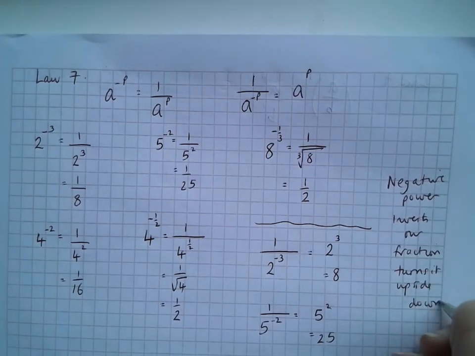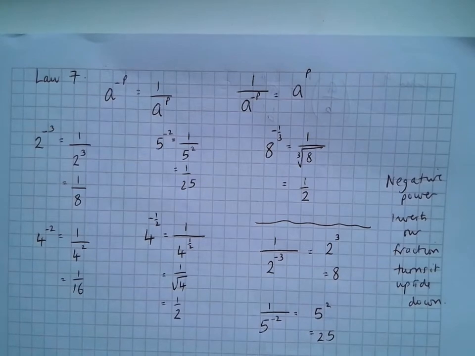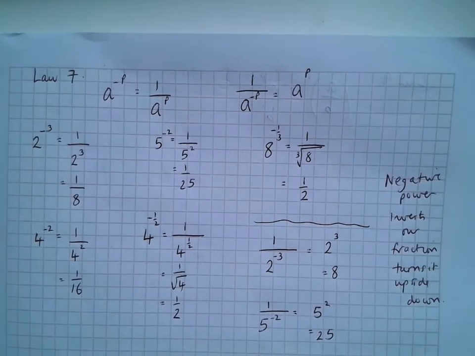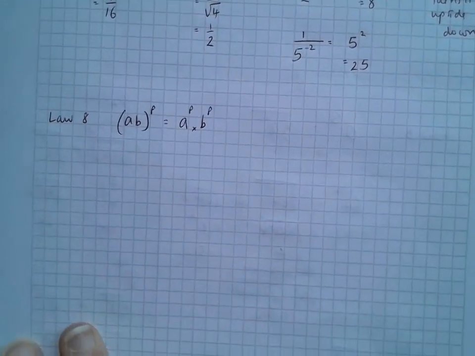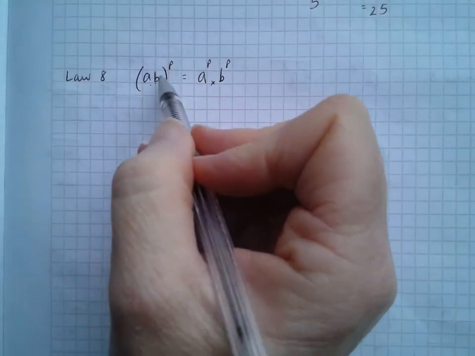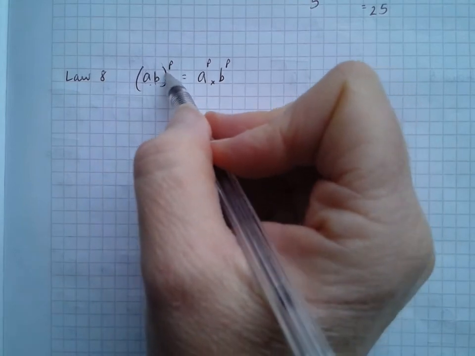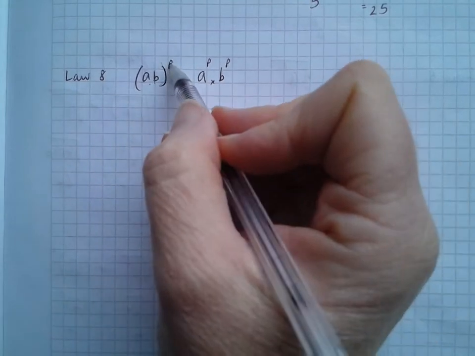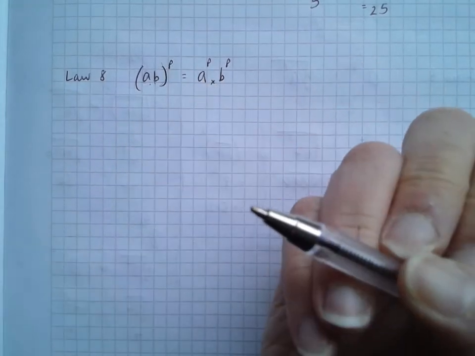Okay, I hope that's making a little bit of sense. Next rule is law 7. Law 7 says that if we have two numbers multiplying together in a bracket, and then we raise that to the power of something, it's the same as raising each of them to the power in turn.